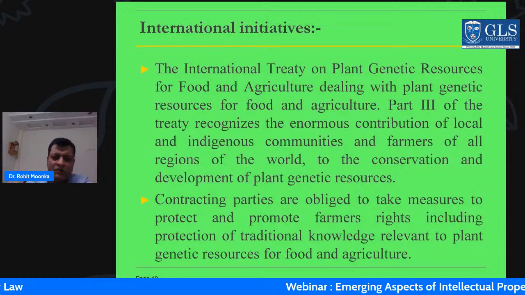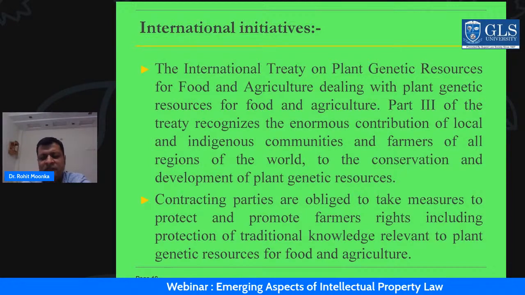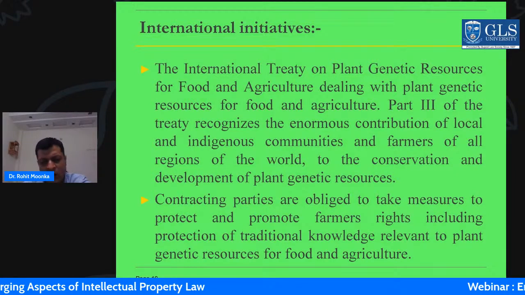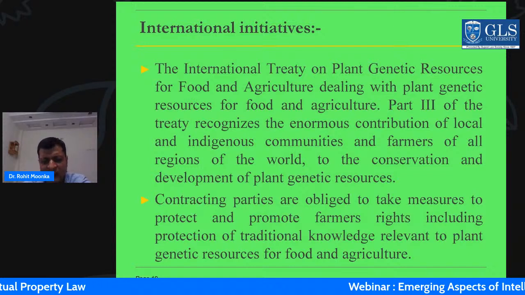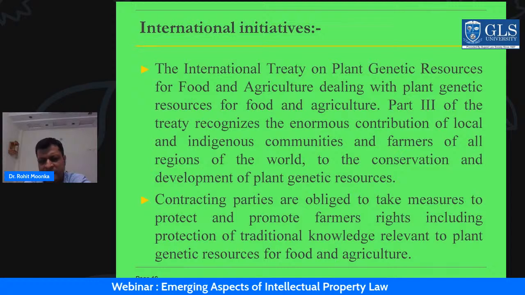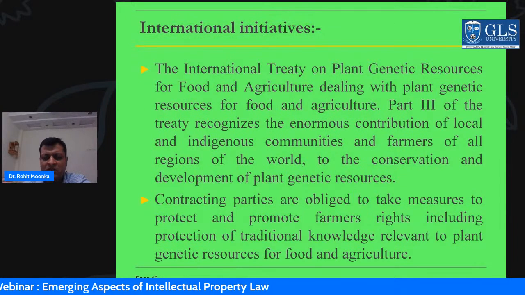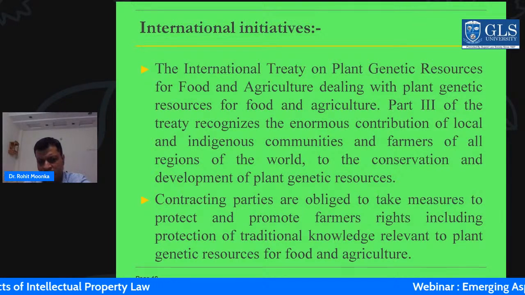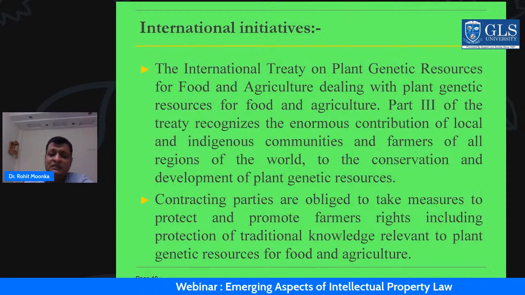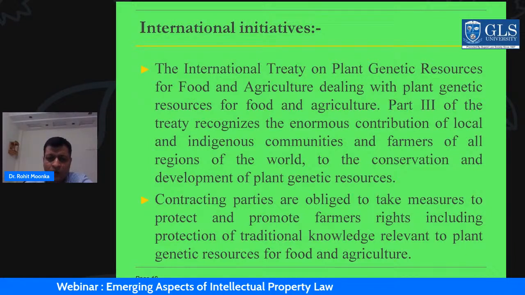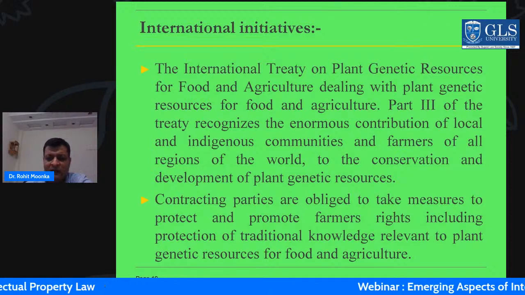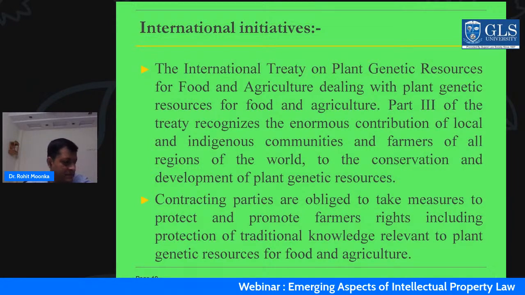So ITPGR, on the first hand, recognizes the enormous contribution which the local and indigenous communities and local farmers, indigenous farmers of all the regions of the world, not specific to a country, all the traditional and indigenous communities and farmers, have made to the conservation and development of plant genetic resources. Now, what ITPGR further provides is that the member countries are obligated to take measures to protect and promote farmers' rights, including protection of traditional knowledge relevant to plant genetic resources for food and agriculture.